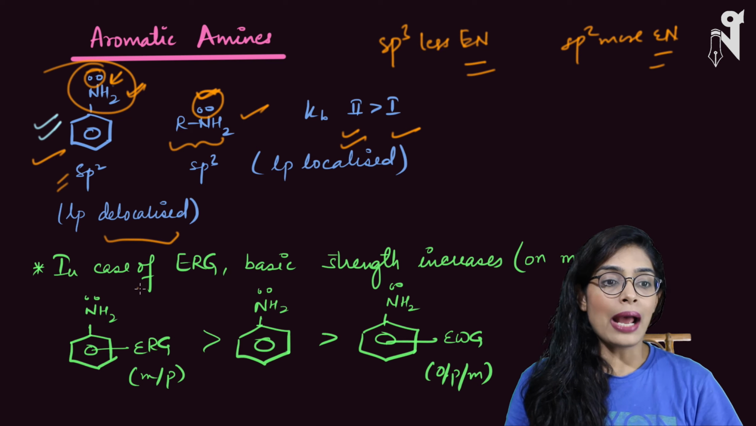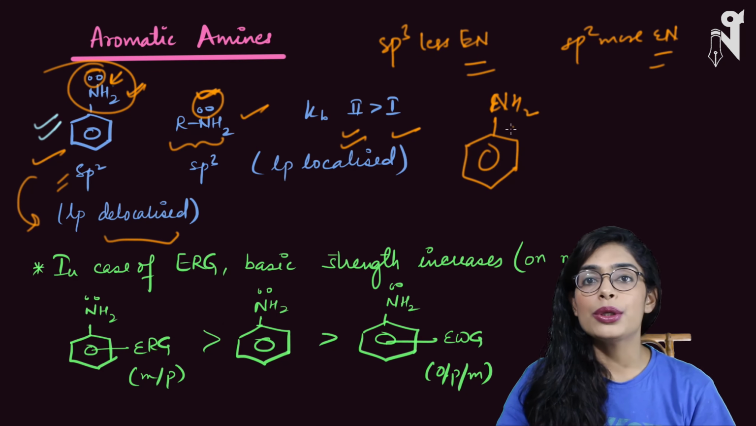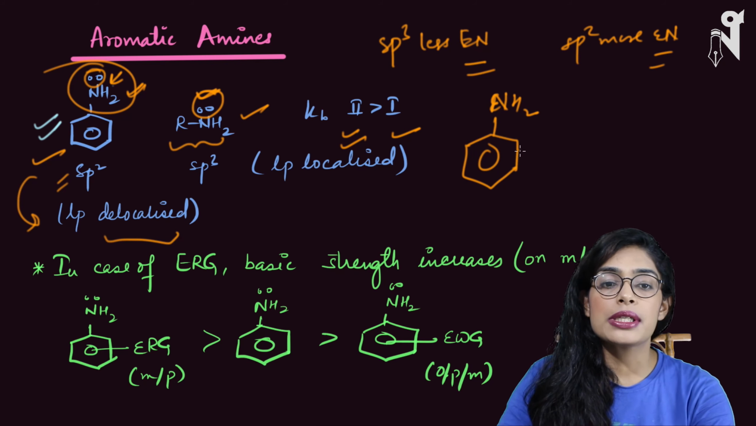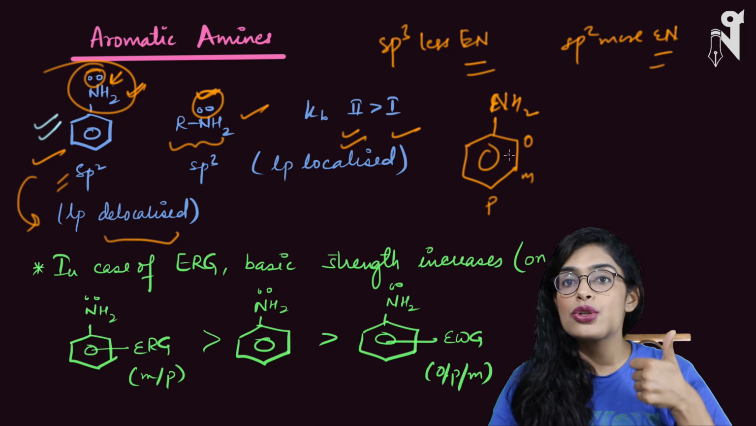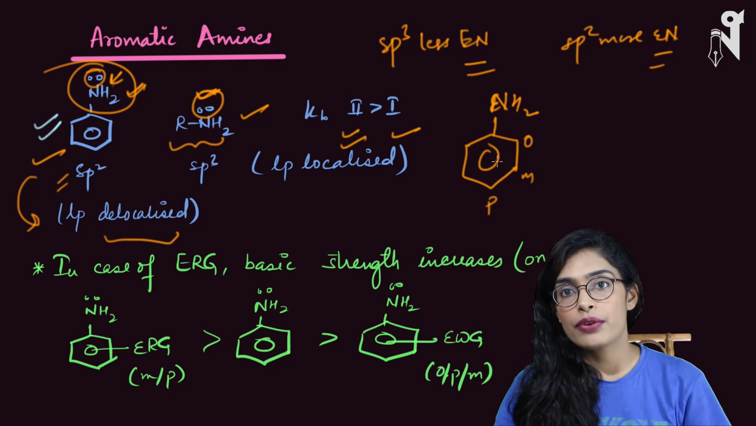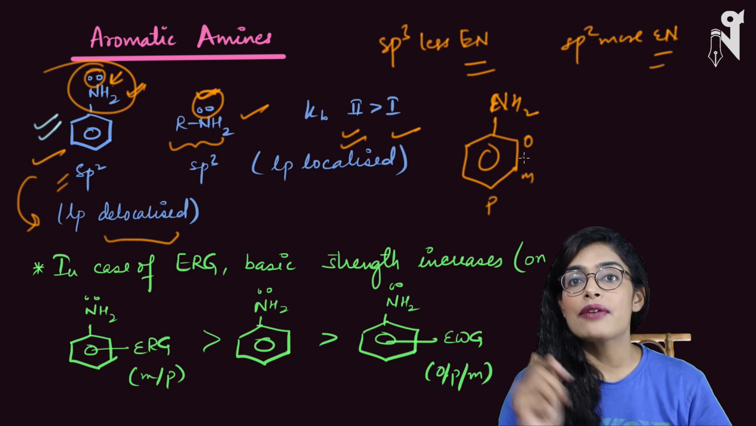Now, what happens when groups are present? When you have an amine, you can have substitutions on it, basically on ortho, meta or para position. You can have any substitution, any group present on it. Now the group can be electron releasing and the group can be electron withdrawing. So how does the presence of any other group on either of these positions affect the basic strength?